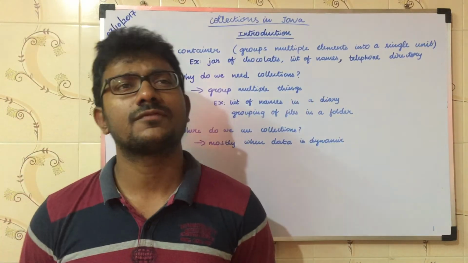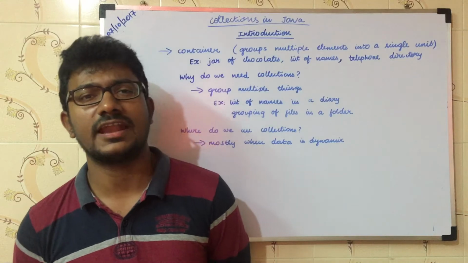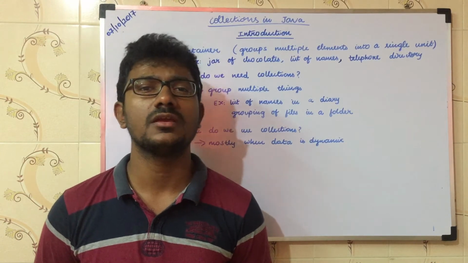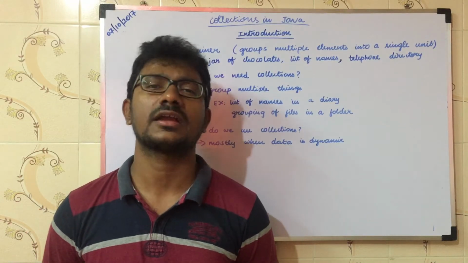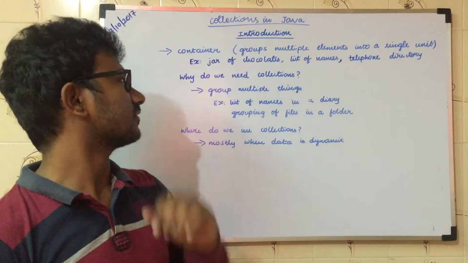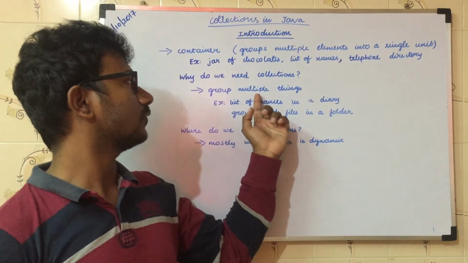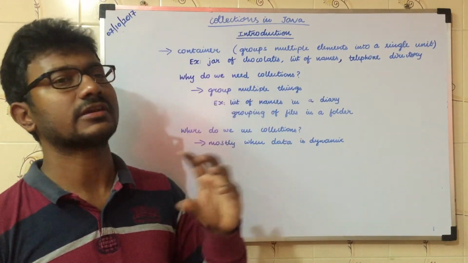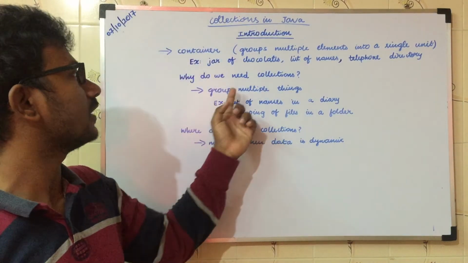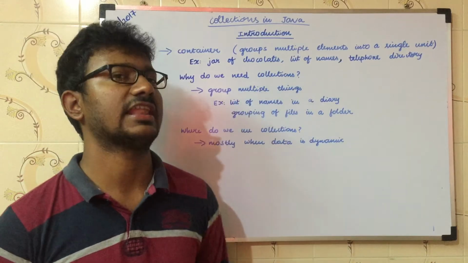Similarly, a diary. If you want to add some names in the diary, you just write the names in the diary. So here the diary acts as a container. So this is also one type of collection. The general thing we are trying to say is that a collection is a group of things. So these are the major uses of why we need to use collections.